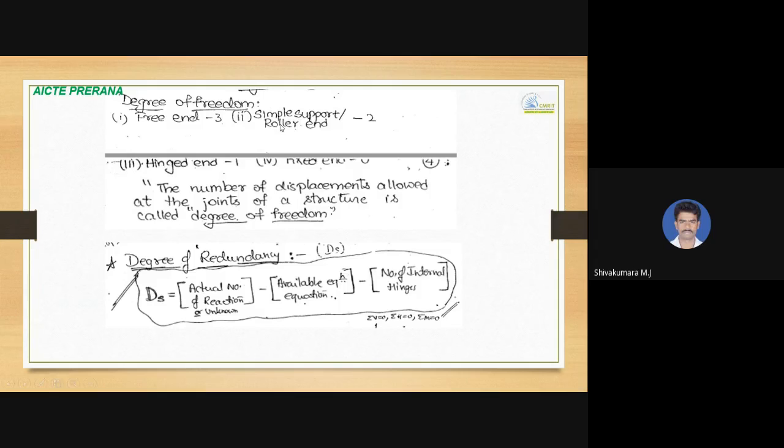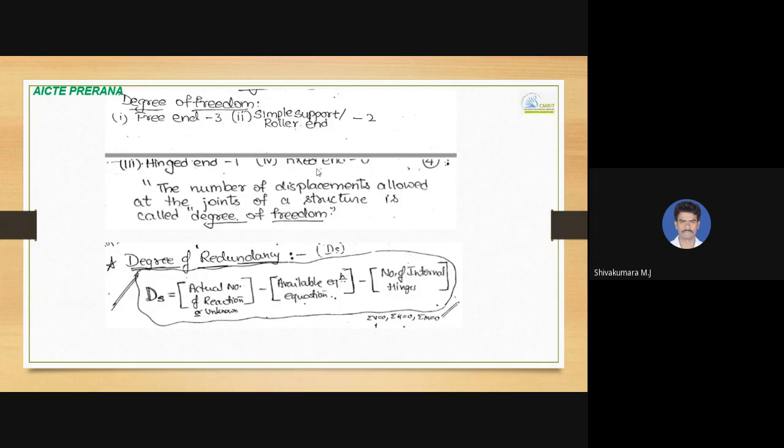And when it comes to a fixed end, it is firmly held. It is not free to rotate and it is not free to translate. It is held in position firmly. So the degree of freedom for a fixed end is 0. So the degree of freedom means the number of displacements allowed at the joints of a structure. How many displacement components are happening at a joint? That is nothing but the degree of freedom.